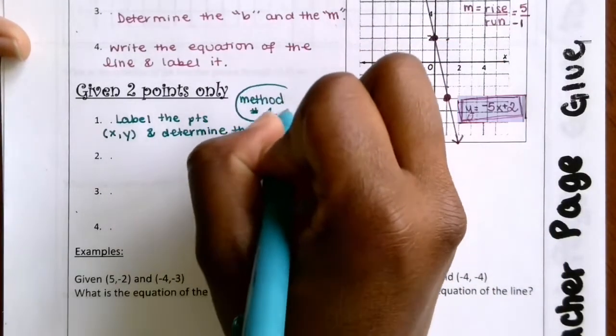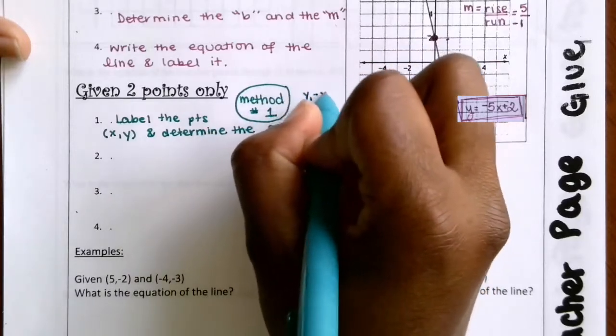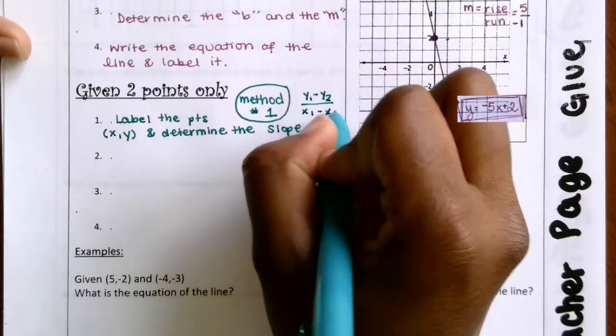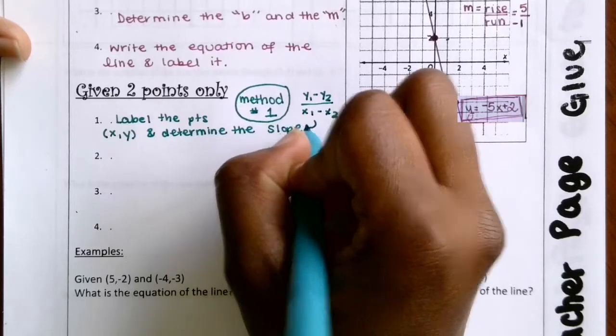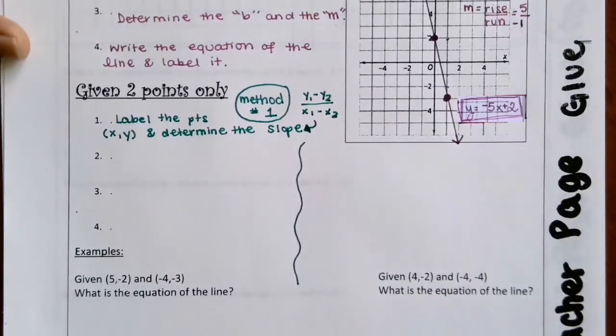Or you can think about it as y2 minus y1 divided by x2 minus x1. It doesn't matter which version of the slope formula you want to use. What is important is that the order of the ordered pairs that you're placing in the formula remain consistent. So the first point goes over the first point for x and y, and the second point goes over the second point for x and y.